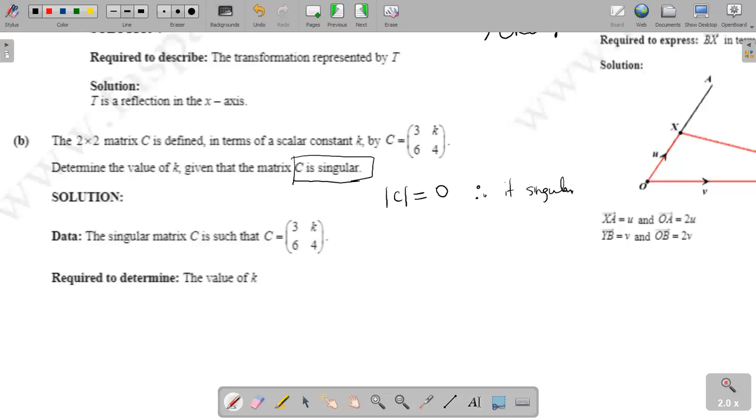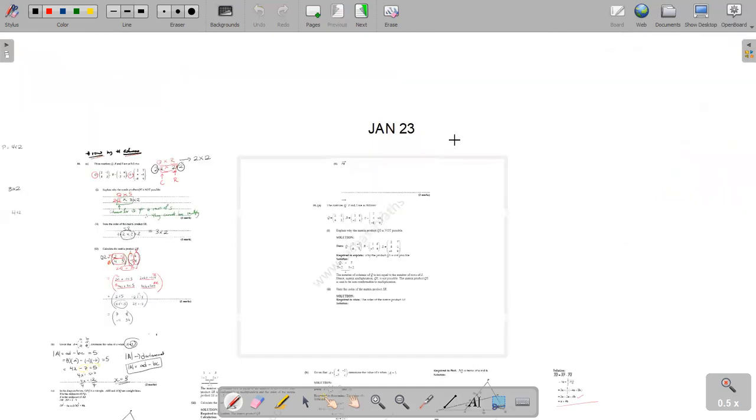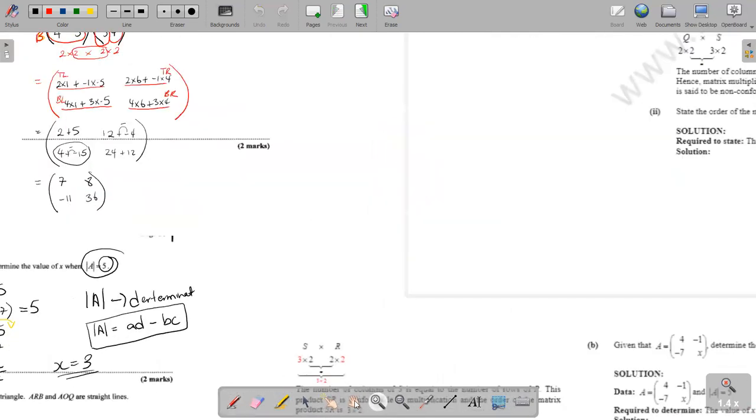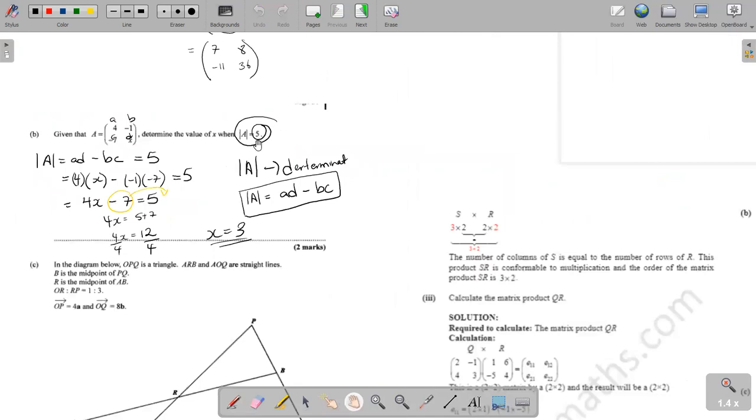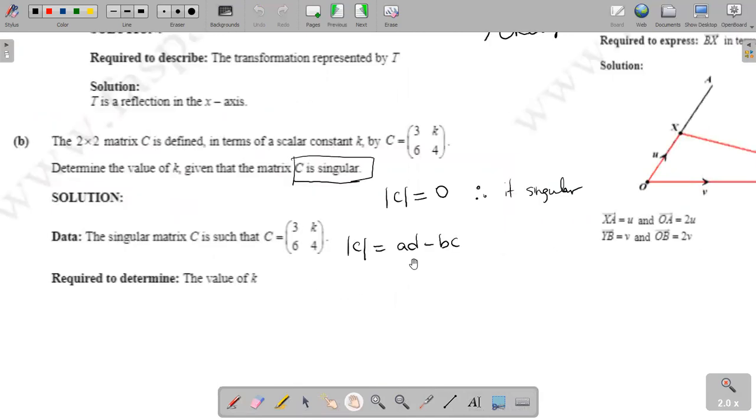So yeah, remember what we did for the previous question is the same thing. So what is the formula for the determinant of C? So the determinant of C is AD minus BC. And instead of equal to 5, you see the last question, it was equal to 5, and look down here, they tell us it's equal to 5. Here it's equal to 0 because it's singular. So equal to 0. Let's do the same thing.